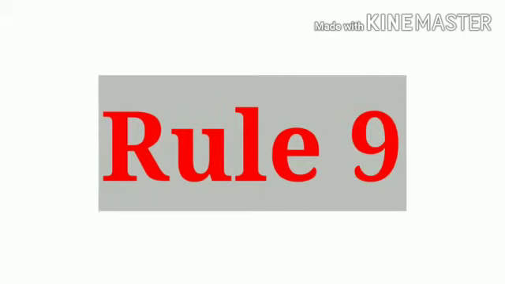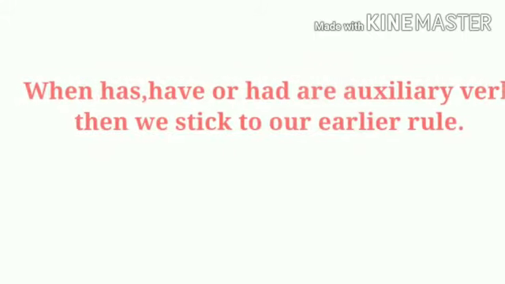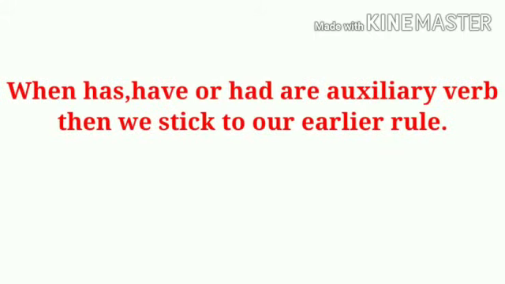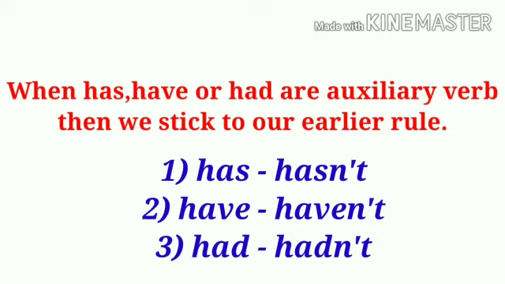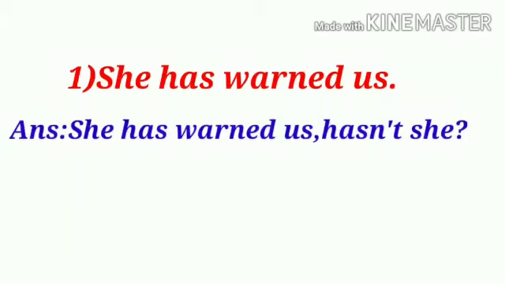Rule number 9. When has, have or had are auxiliary verb, then we stick to our earlier rule. Has become hasn't, have become haven't, had become hadn't. For example, she has warned us. Here, has is an auxiliary verb. Warned is the main verb. So the answer is she has warned us, hasn't she?